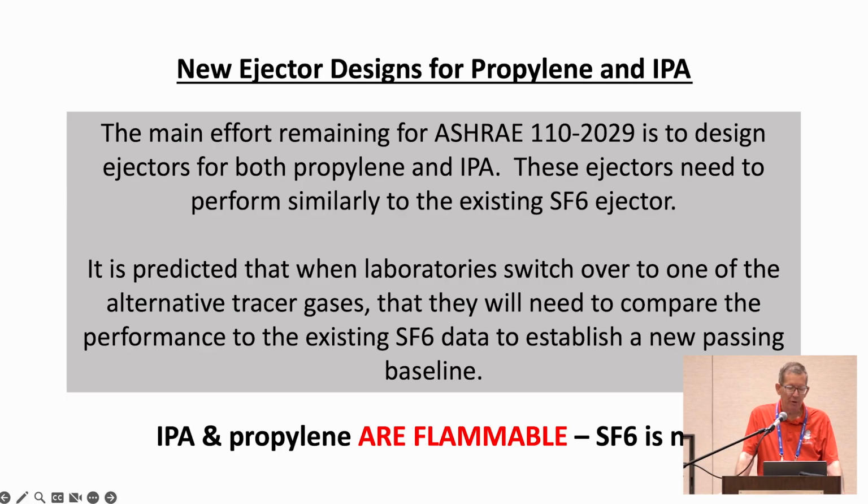One of the drawbacks for isopropyl alcohol is it's very commonly found in chemical laboratories. So they may have to very carefully look to see if there's already some in the lab before they start testing the hood. So again, new ejector designs, they are findable.